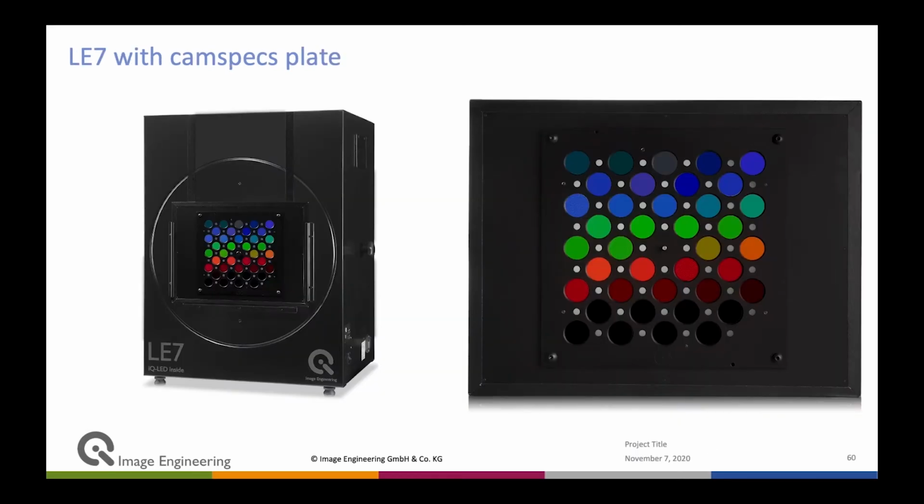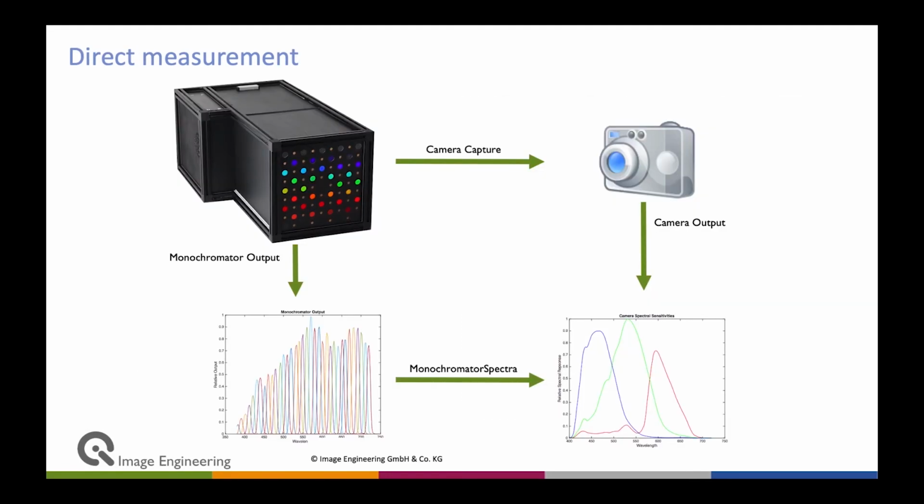But for that, we now have the camspecs plate. That is the same filters as you have in the camspecs Express, just mounted so that you can put them into an LE7 light source. The LE7 is based on the IQ-LED technology, and so it is really made for production line. It's stable, it can recalibrate itself and so on. So with that setup, you can really go on a production line and test the spectral sensitivity with a single shot.